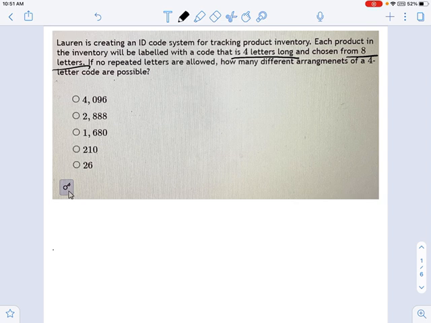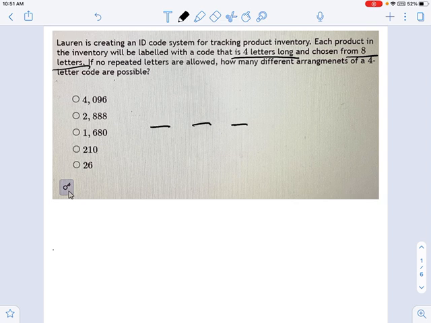In other words, we're not choosing from the entire alphabet, right? You only have 8 letters to choose from, A, B, C, D, E, F, G, H, for example. And I want to know how many different ways I could arrange that into a code if no repeat letters are allowed. Well, there are formulas for this sort of thing, and I want to ignore those. I just want to talk about the logic of the problem.